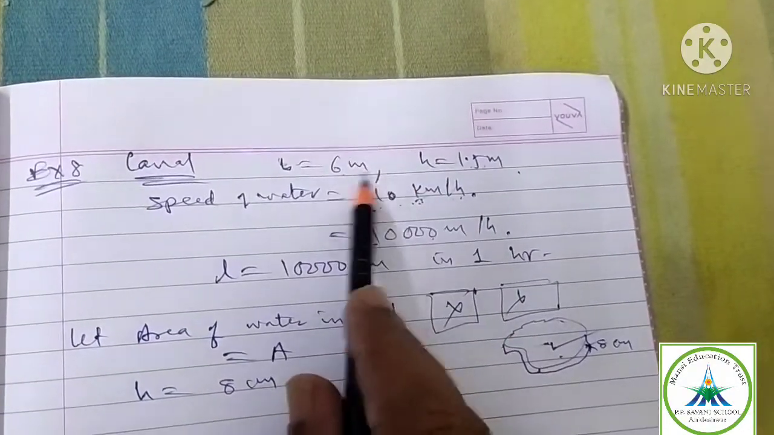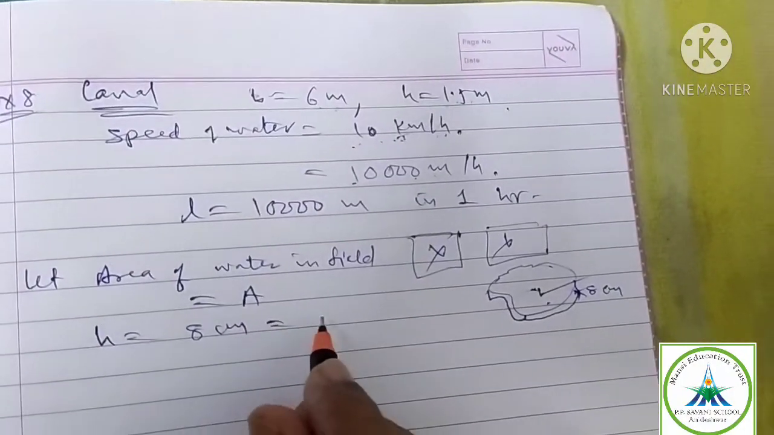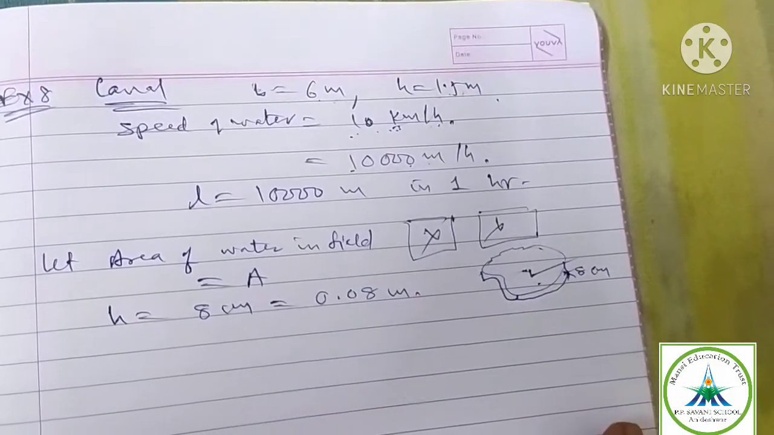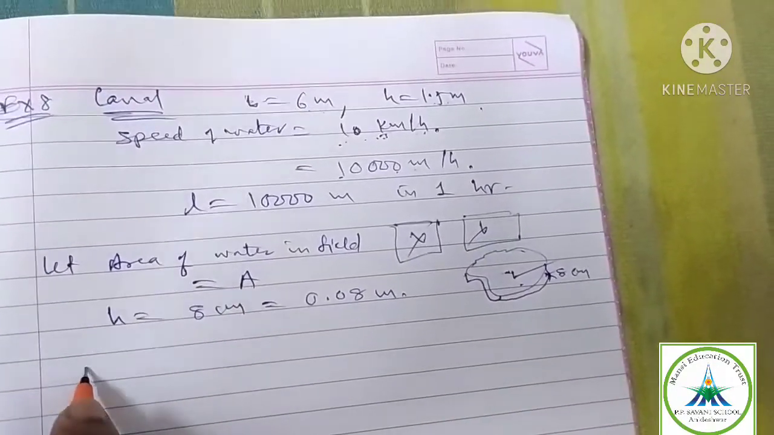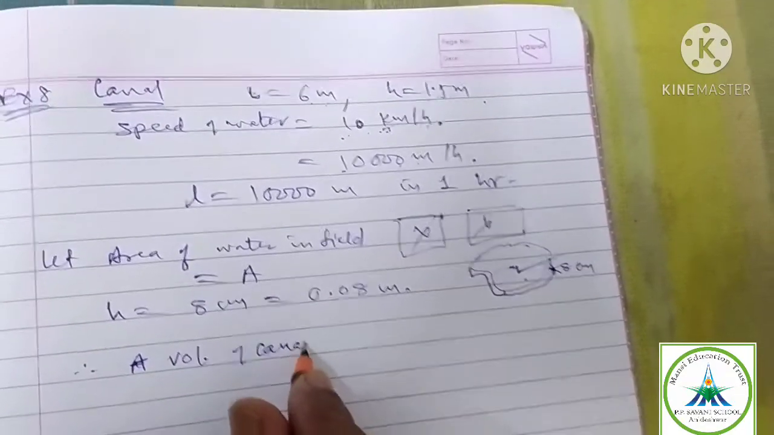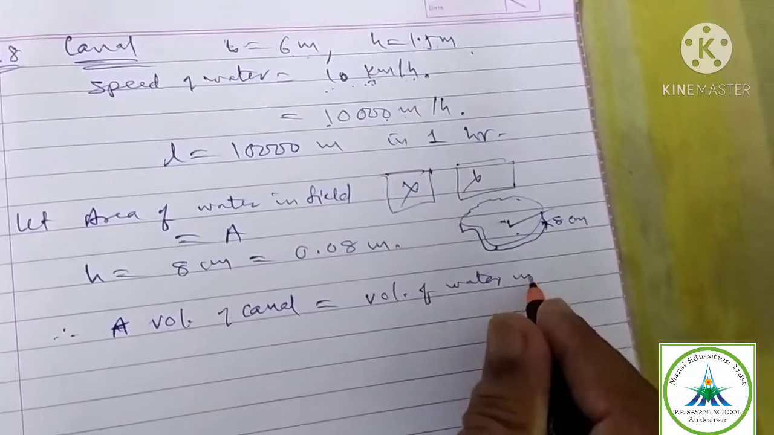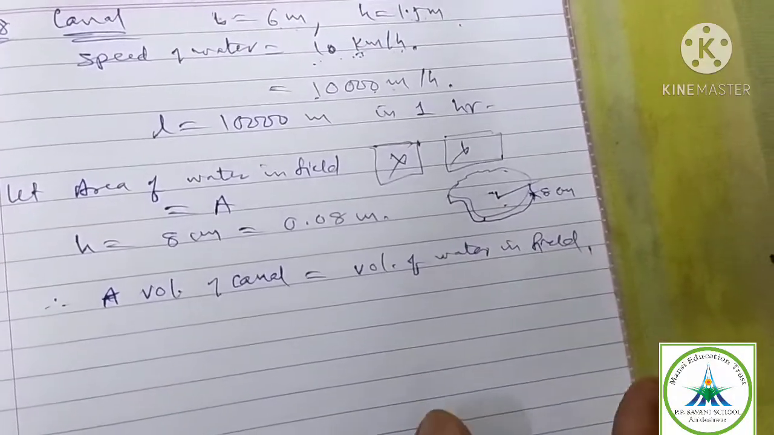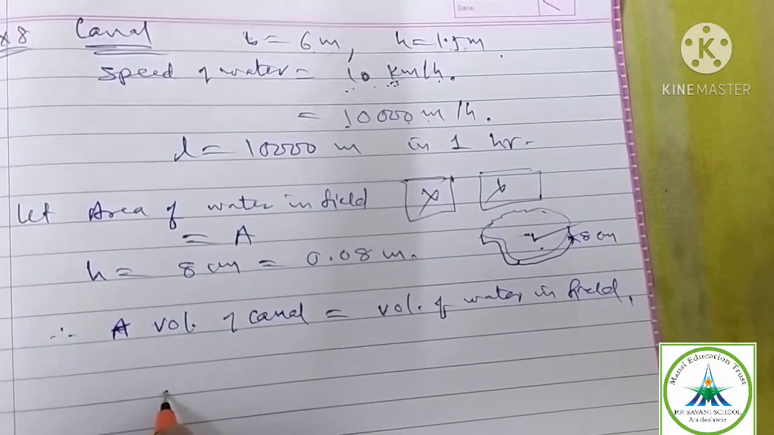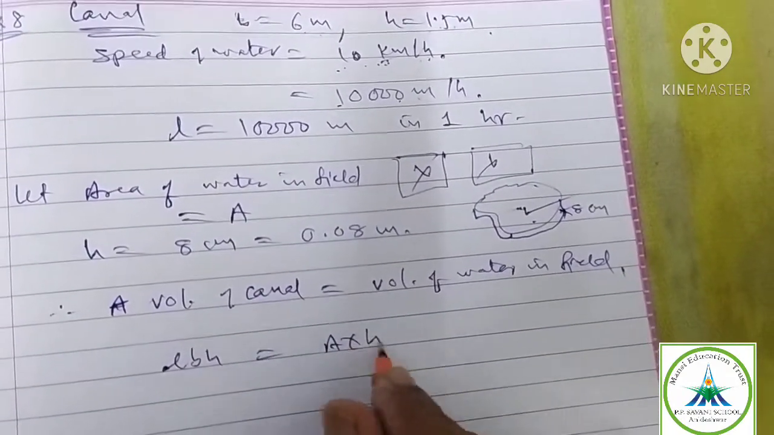Look here now, this is all in meter. So this 8 centimeter you can convert into meter. That is equal to 8 divided by 100, 0.08 meter. Got it? And volume is what? Area into height. Therefore, volume of water in canal equals volume of water in field. Got it? Now, what is the volume of water in the canal? That is a cuboid. Yes or no? LBH. And volume of water in the field is area multiplied by height.